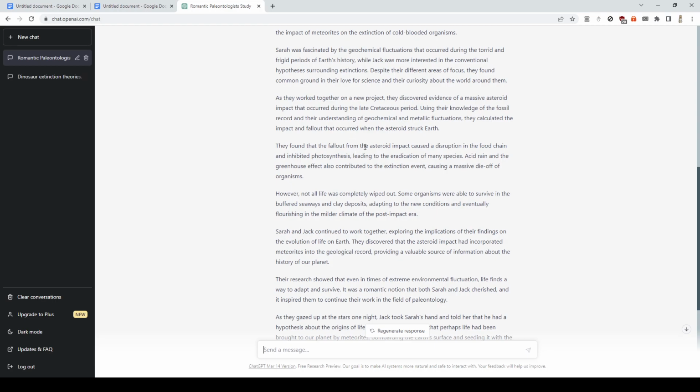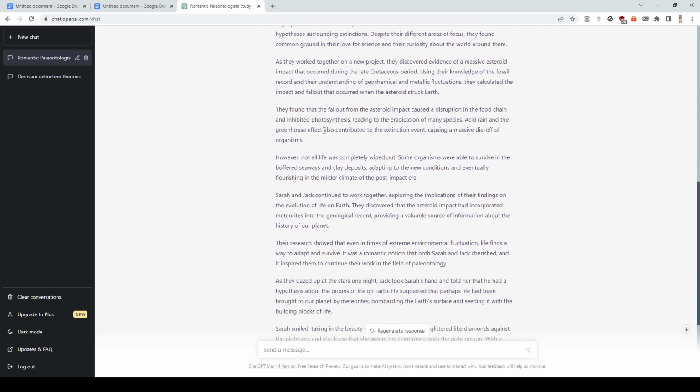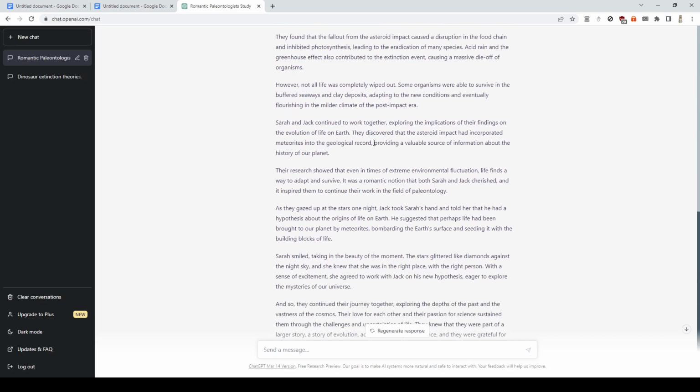And then it goes on, talks about an asteroid impact, which inhibited photosynthesis and caused the eradication of many species. Acid rain and the greenhouse effect also contributed, causing a massive die-off of organisms. That's quite a story. And it goes on. And then we get back to the romance.